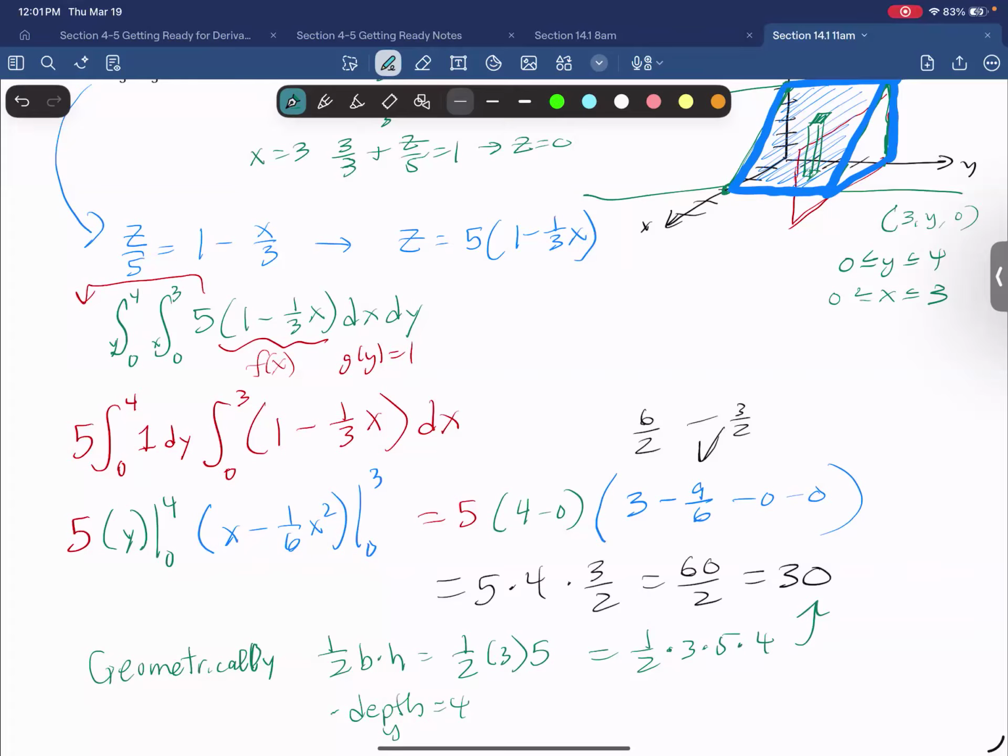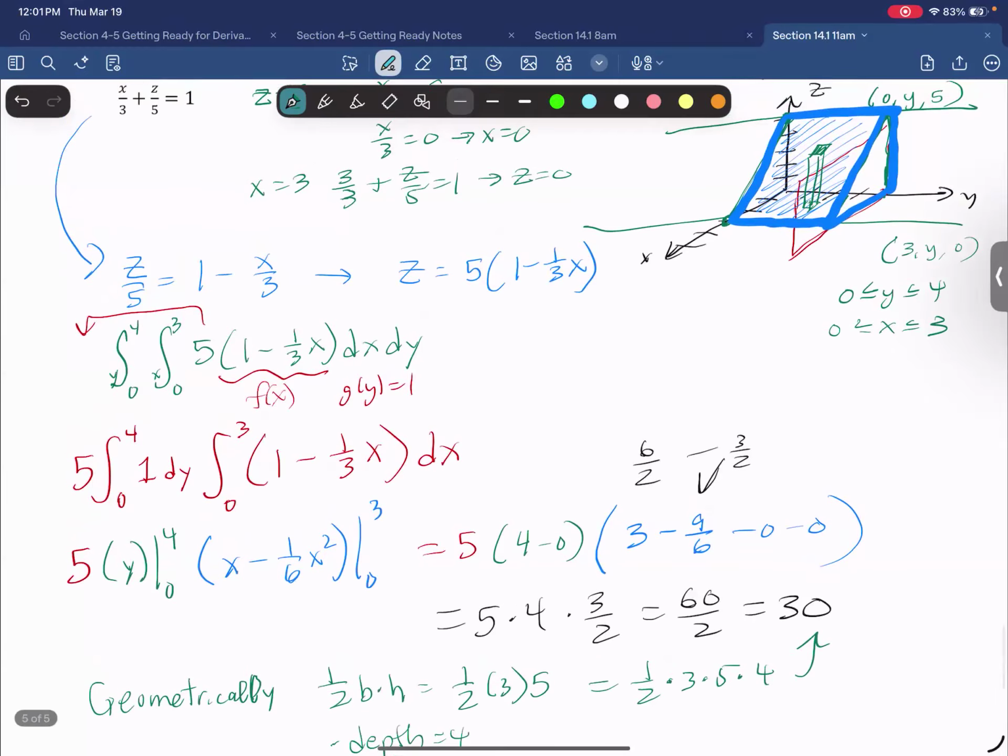But the integral is always going to work. And that's just 30 units cubed. It's not always volume. When we do things like density, stuff changes up, and we'll see how that works later on.